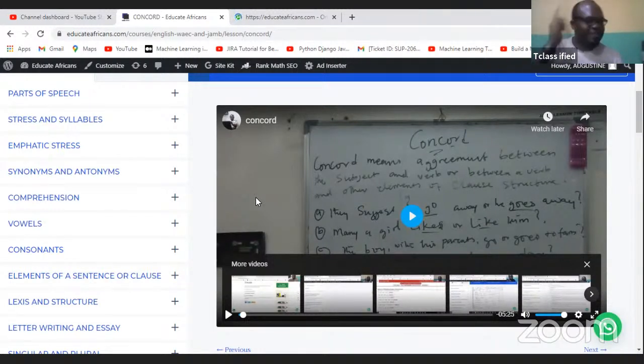Now I want you to take note of this simple fact. Whenever S or ES is added to a verb, that verb becomes a singular verb. This is very different from what you see in singularity and plurality, whereby when you have S, it becomes plural. But that's for nouns. For verbs, whenever you add S or ES, it becomes singular. So the word goes is singular, whereas the word go is plural. Go is the verb used for more than one person, but goes is the verb used for only one person.